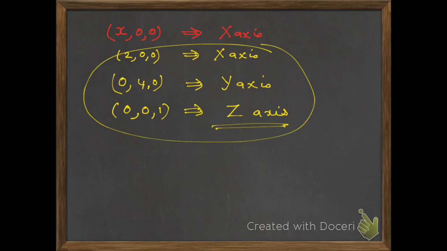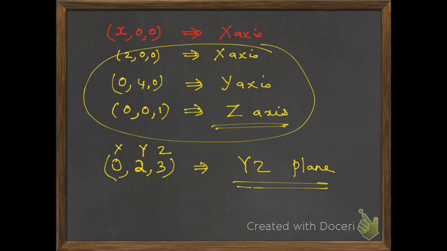Now one more thing you need to know is, suppose you have a point 0 2 3. One of them is 0. Now this is x, y, z. So this will lie on the yz plane. This is called the yz plane. Let me explain to you what is actually the yz plane.